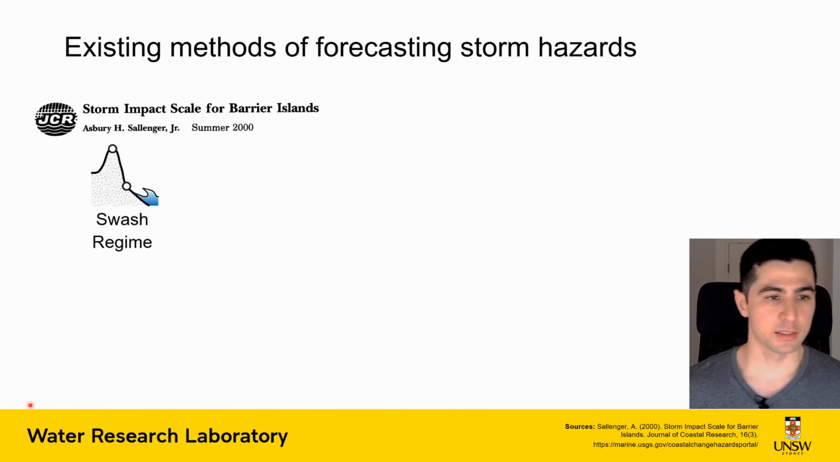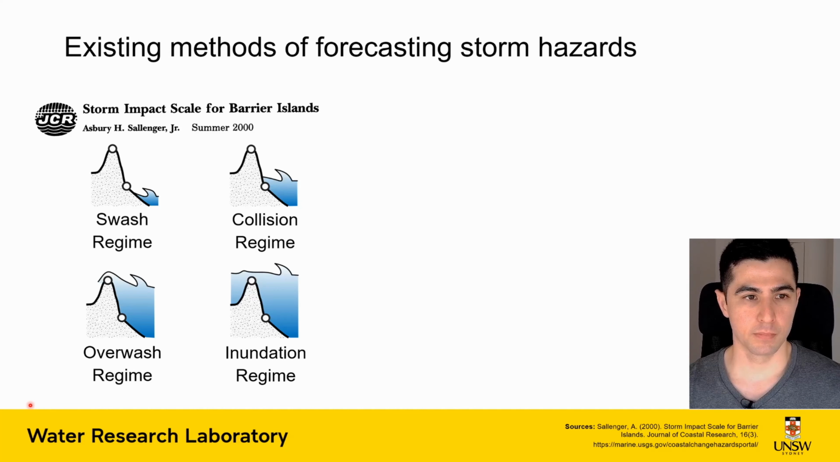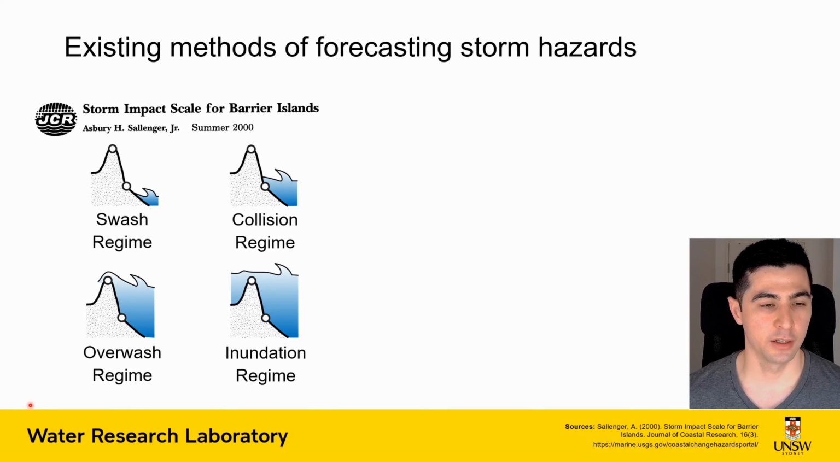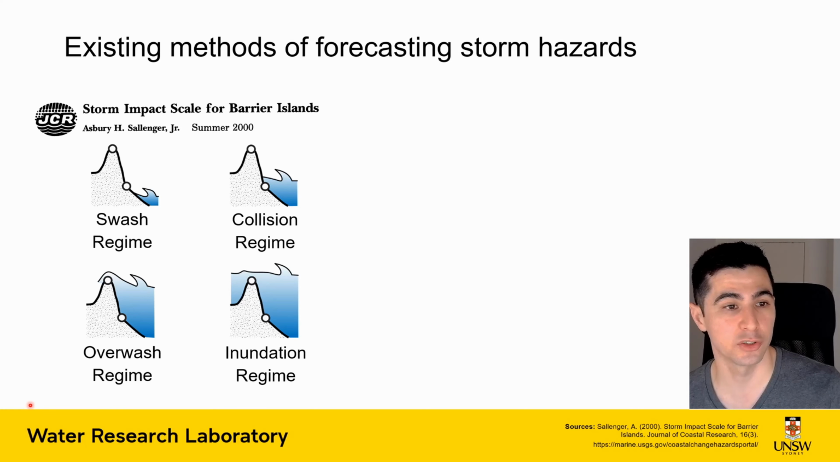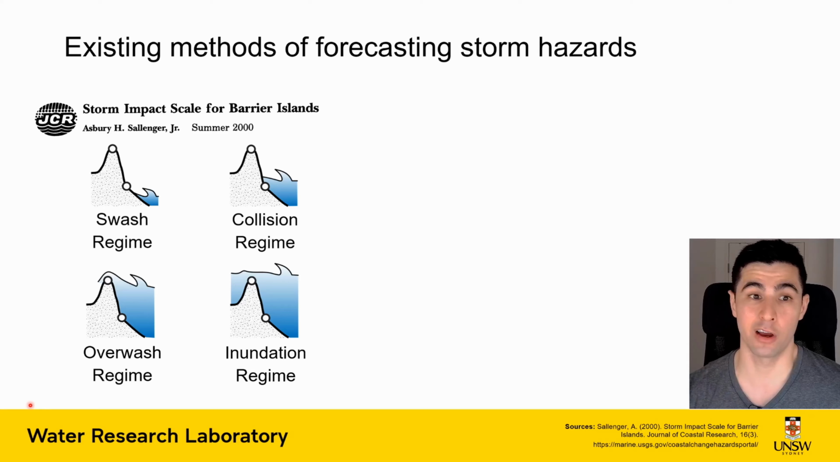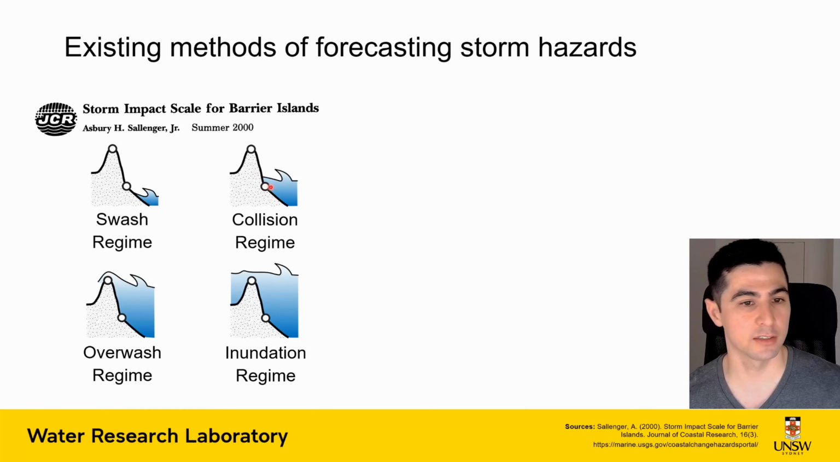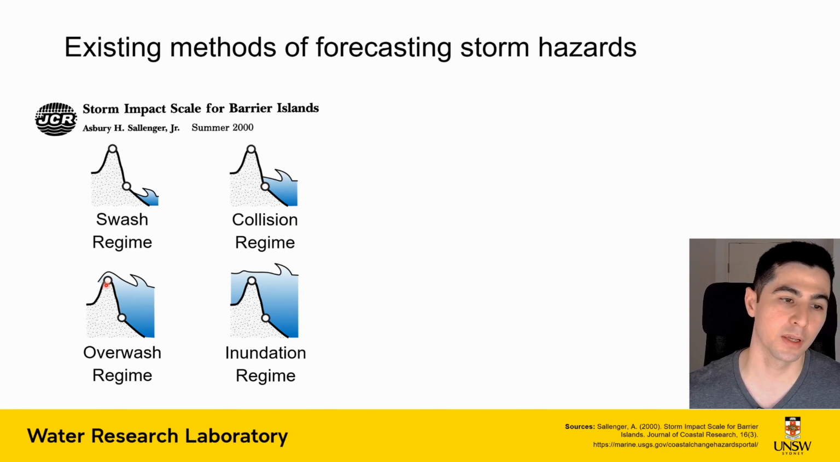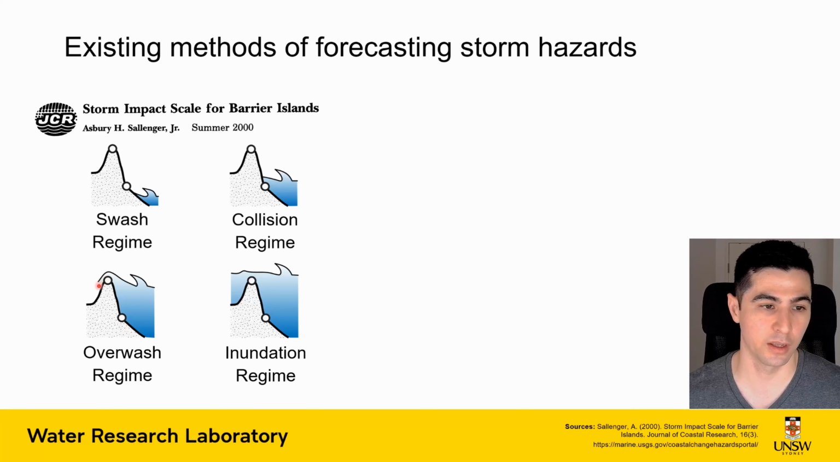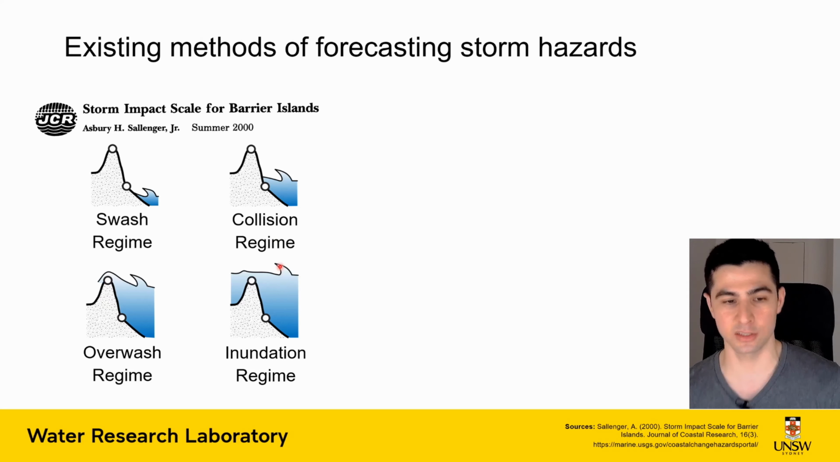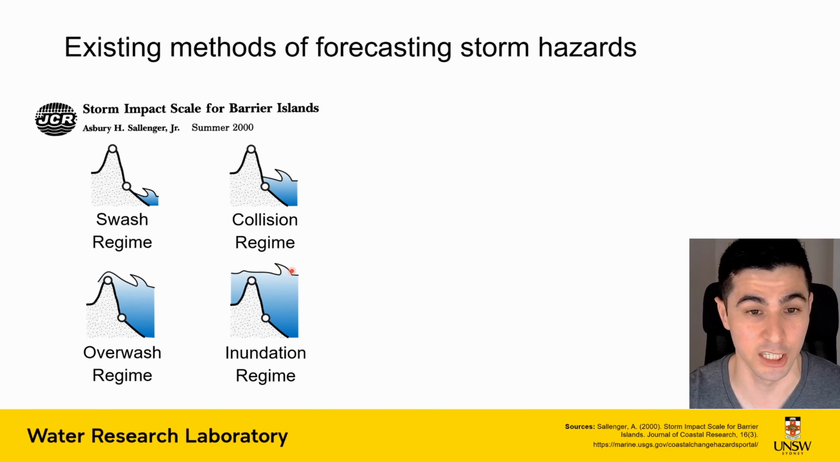So this scale is based on 4 different regimes: the swash, collision, overwash, and inundation regime. And it looks at basically comparing the dune toe and dune crest levels to how high the water level is going to reach during a storm. So if we are not reaching the dune, we're in the swash regime. If we're reaching the dune face, collision. If water's overtopping the dune crest, then we're in the overwash. And if we're completely submerging the dune, then we're in inundation.